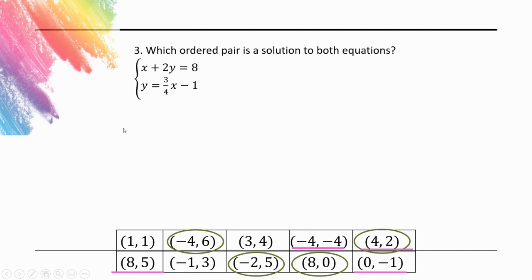Question 3 says, which ordered pair is a solution to both equations? So notice right here, we circled and we underlined that one. So that one, 4, 2, is the solution that satisfied both equations.